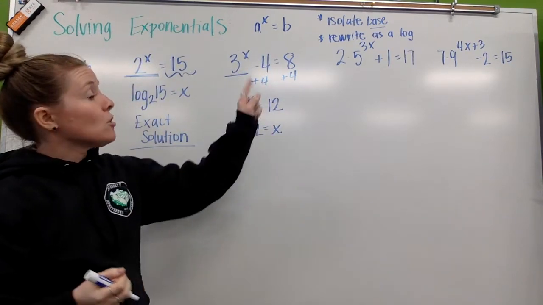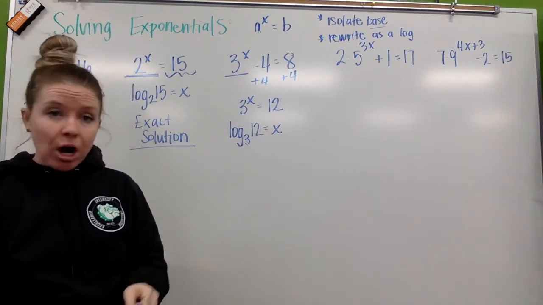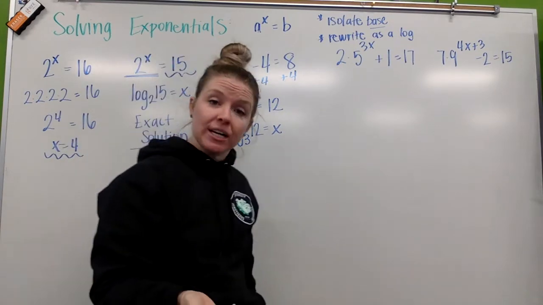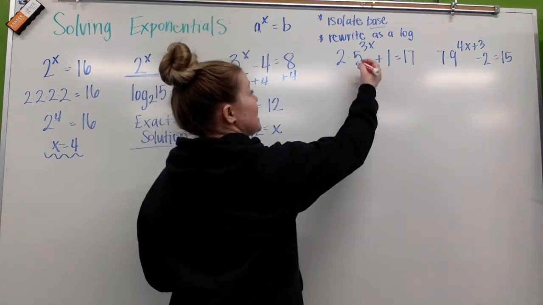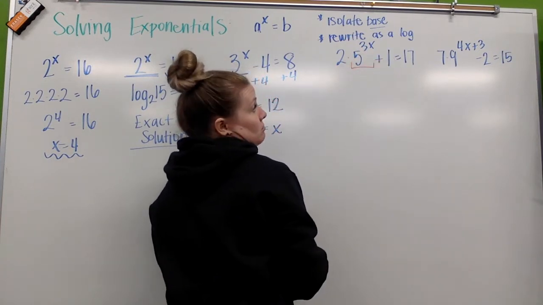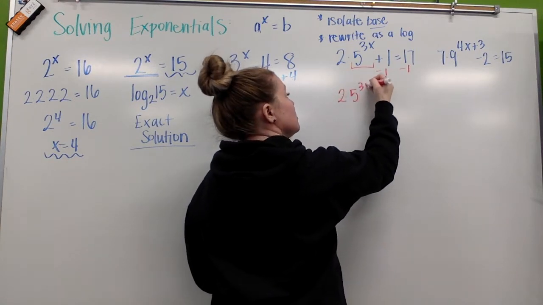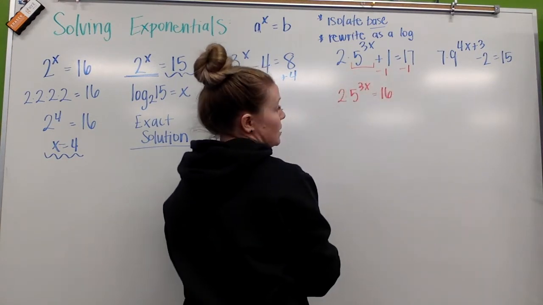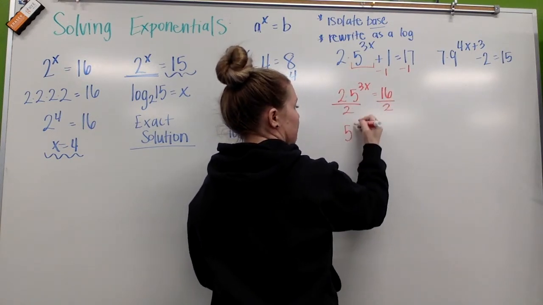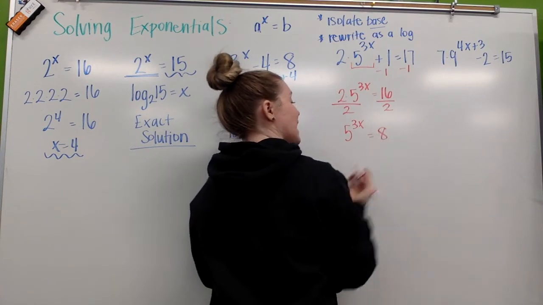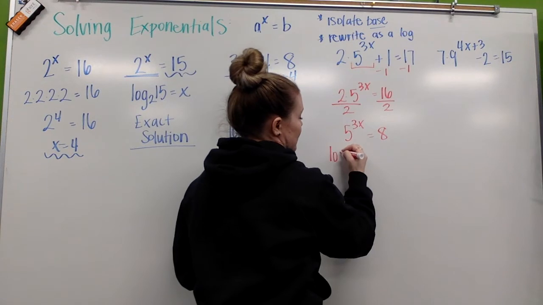Okay? Cool? Yes? So these next two examples just add in some algebra. More steps, but the process itself is the same. The only thing that's changing is the algebra. So my goal here is I need to isolate my base. So I'm going to subtract 1. So I get 2 times 5 to the 3x equals 16. I'm going to divide by 2. So that gives me 5 to the 3x equals 8. I've now isolated my base, so I'm ready to rewrite it as a log.